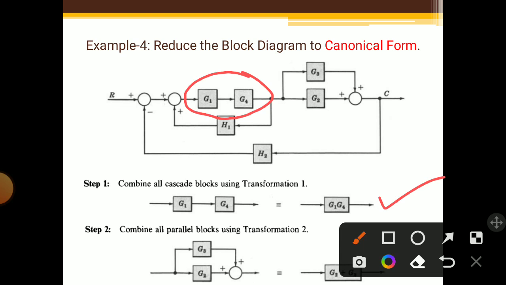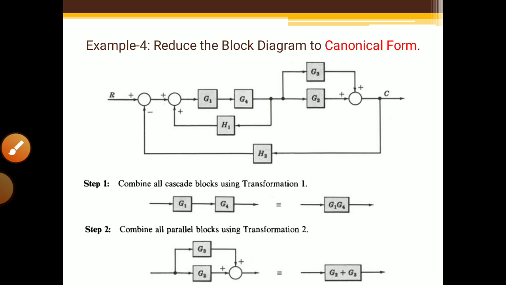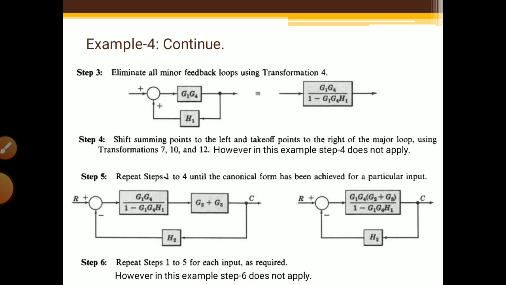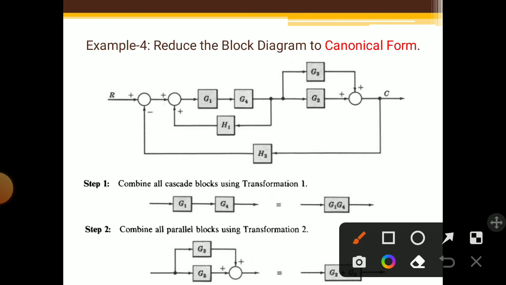Similarly, this part is in parallel. The two blocks are in parallel and their sign is positive, so we have to add both the blocks. The blocks are G3 and G2, so we get the addition G2 plus G3. Like this we have solved two simple elements. Now we can eliminate the minor feedback loop. How will you eliminate it? Here you have G1 into G4. This is one minor feedback loop, and we have to solve it.